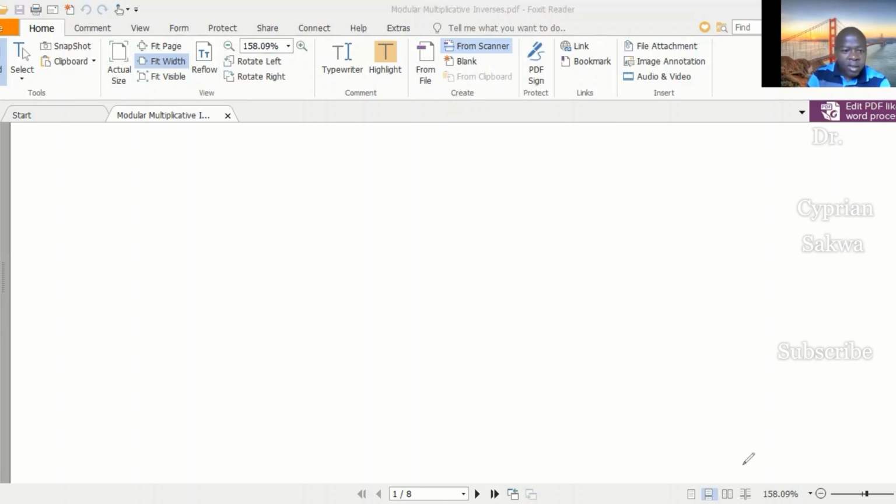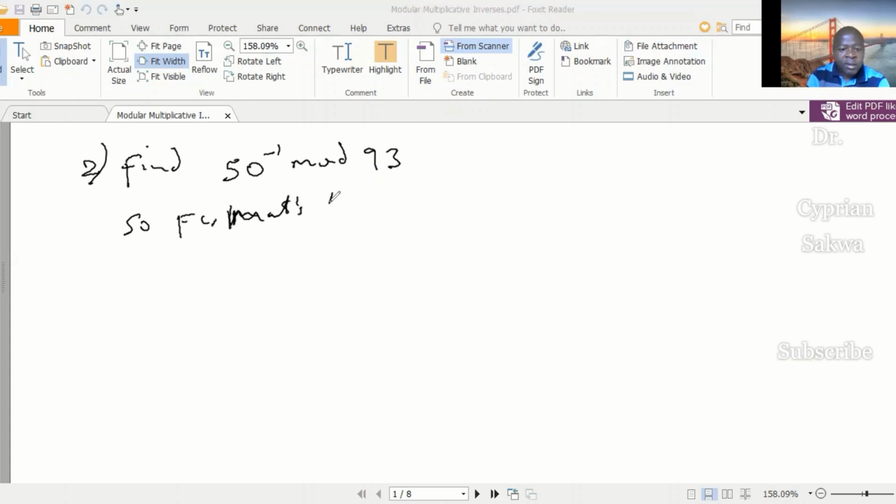So the question here is to find the inverse of 50 mod 93. I want to see which method I can use. I can see that 93 is not a prime number. So that means Fermat's little theorem cannot be used.